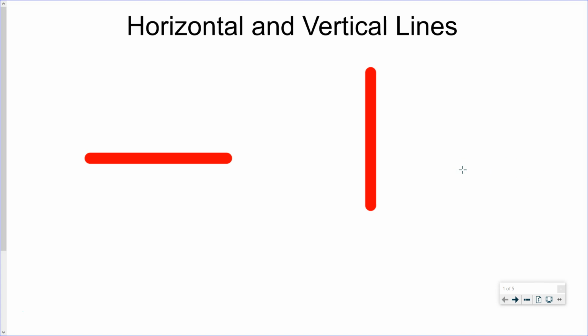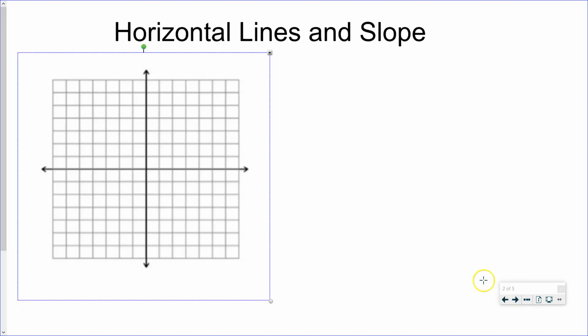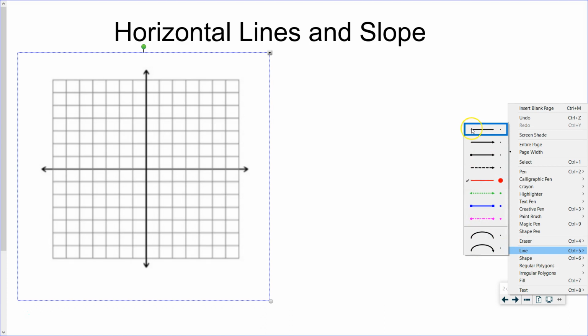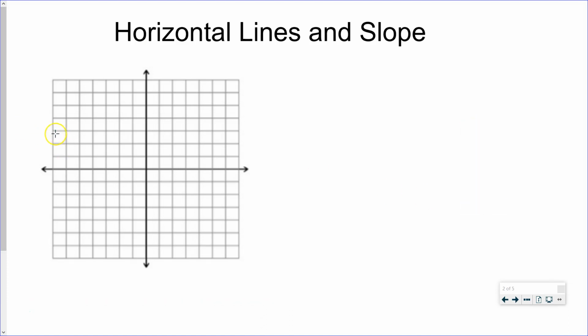And there are the two special cases in the study of linear equations. Obviously they are straight lines, but their slopes are a little bit different, and it makes it confusing. So let's talk about the horizontal line first. The horizontal line, as you saw earlier, should be a line that looks like this.